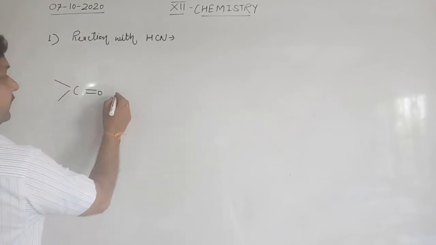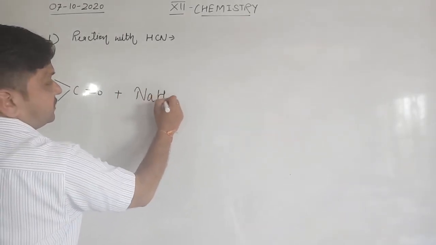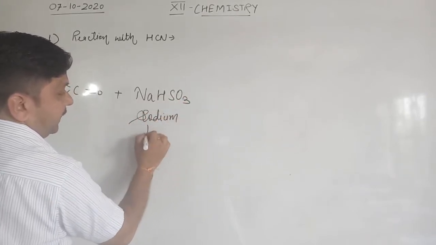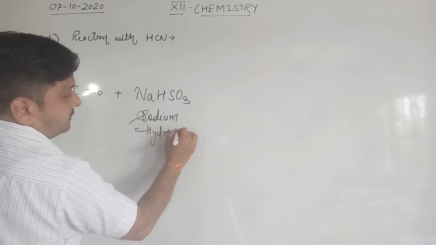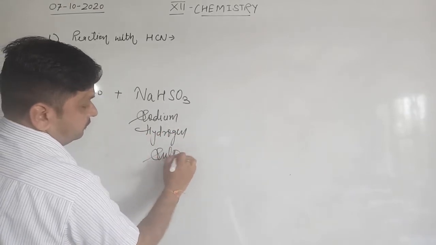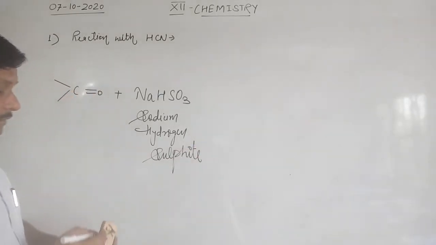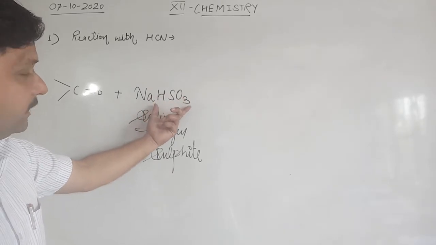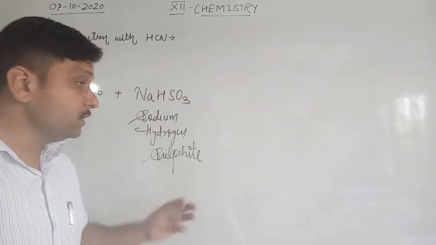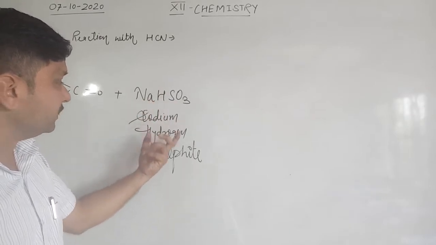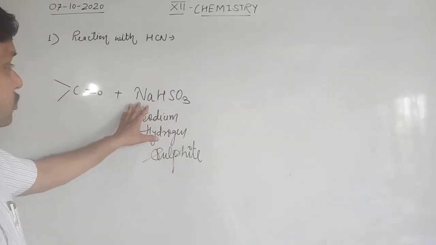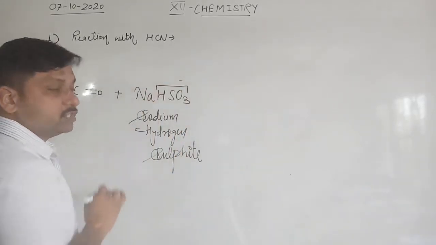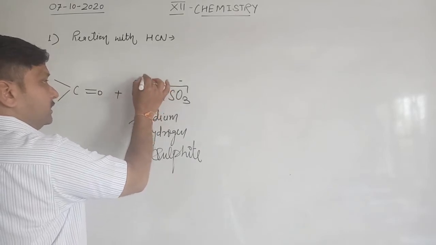So the carbonyl group, when it reacts with NaHSO3, that is sodium hydrogen sulfite. Clear? This compound is sodium hydrogen sulfite because HSO3 negative is known as the sulfite ion. So the sulfite ion has the sodium, that's why it is known as sodium hydrogen sulfite. In sodium hydrogen sulfite, HSO3, that is hydrogen sulfite ion, behaves as a negatively charged part and Na behaves as a positively charged part.